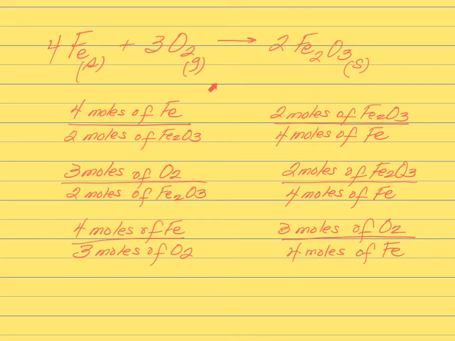But the opposite is true too. So for 2 moles of iron trioxide, 4 moles of iron are needed. Why this one and the reciprocal? Because sometimes, given the amount of the products, you have to find the amount of the reactants. That's why you can use the reciprocal of the mole ratio. Now, for 3 moles of oxygen, which is the next reactant, how many moles of the product? 2. And the reciprocal.